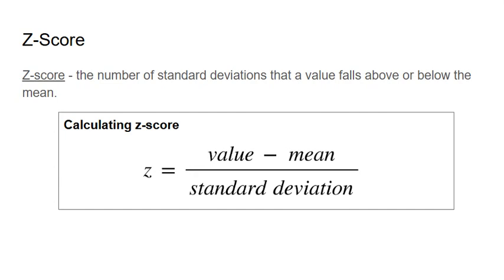You take the value you're interested in and subtract the mean to see how far away from the mean we are. Then, if you divide by the standard deviation, you can count essentially how many standard deviations go into this difference, which tells you how many standard deviations you are away from the mean.